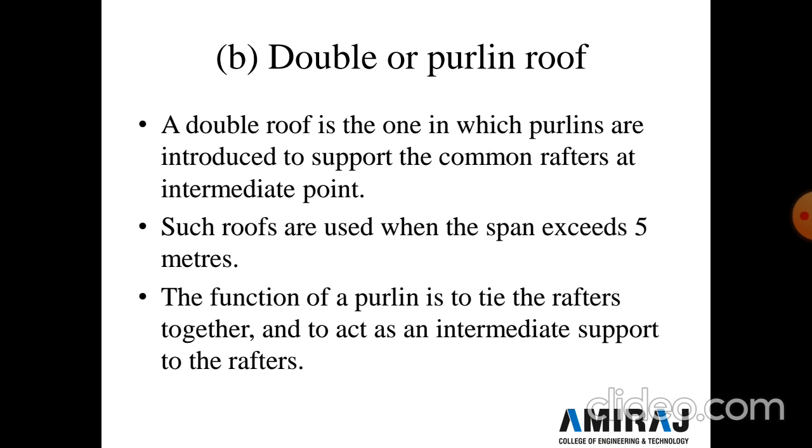Now the next type is the double or purlin roof. Here a double roof is one in which purlins are introduced to support the common rafters at an intermediate point, and such roofs are used when the span exceeds 5 meters. The function of the purlin is to tie the rafters together and act as an intermediate support to the rafters.